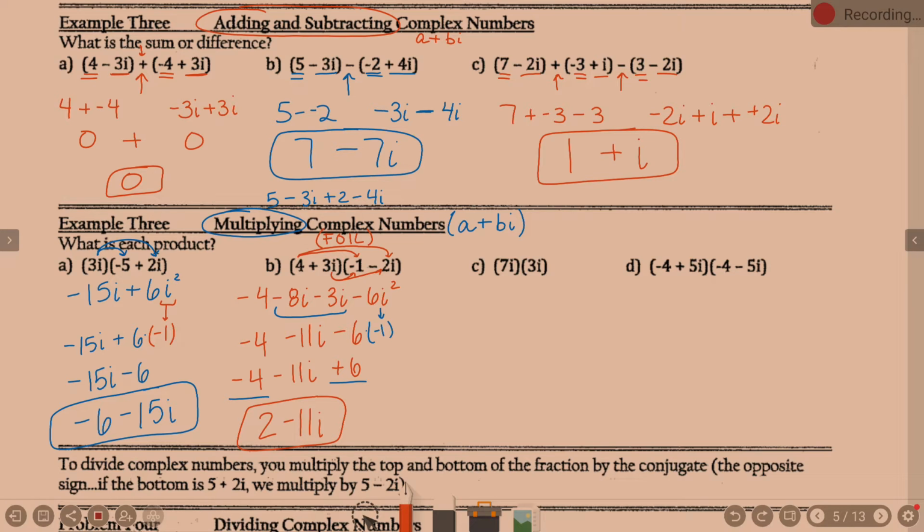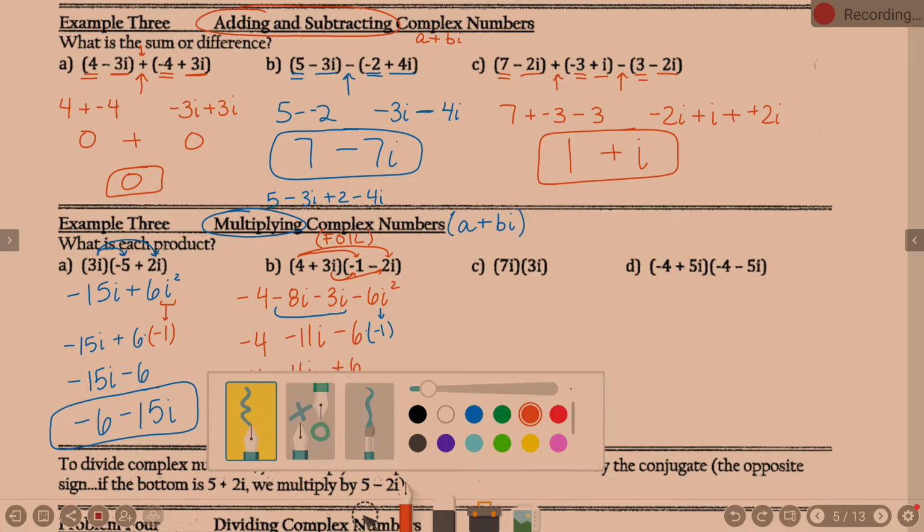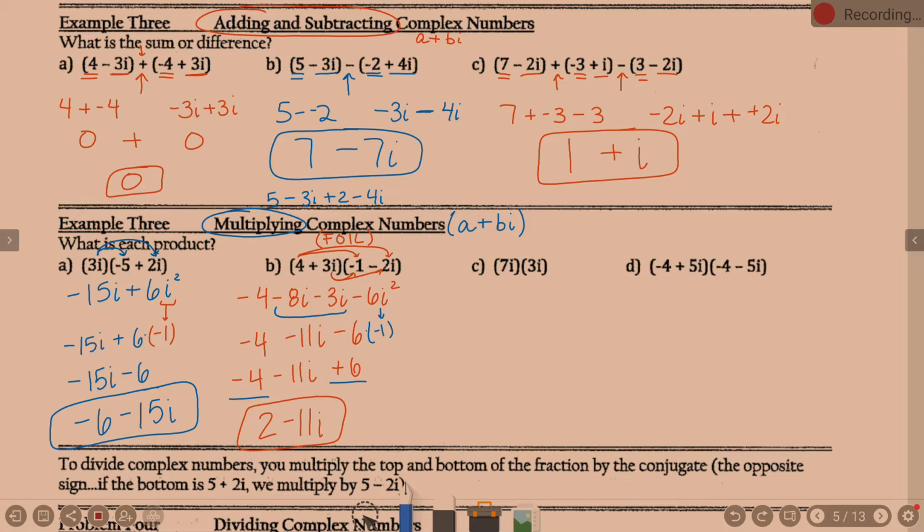7i times 3i. Don't overthink it. This is just one term times one term, right? 7 times 3 is 21 i squared. Am I done? No. We know i squared is negative 1. So 21 times negative 1 is negative 21.